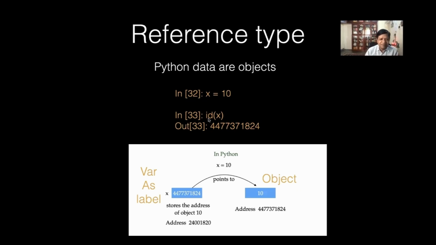Now, what is x? x is pointing to that object. So x basically contains the address. It stores the address of object 10, and x is pointing to that object. Now it has severe ramifications or consequences. So just think of this variable x as a label to the object. So basically there is an object whose name is given as x.